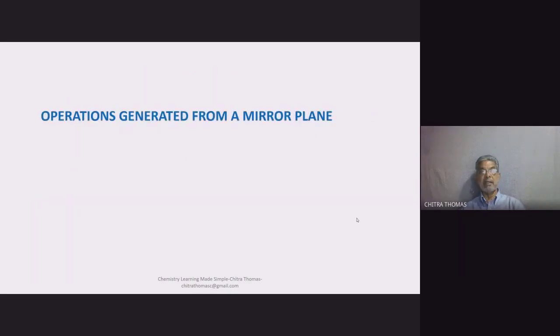Then the operation generated from the mirror plane. I will finish this also in this session. This will take hardly 5 or 10 minutes.